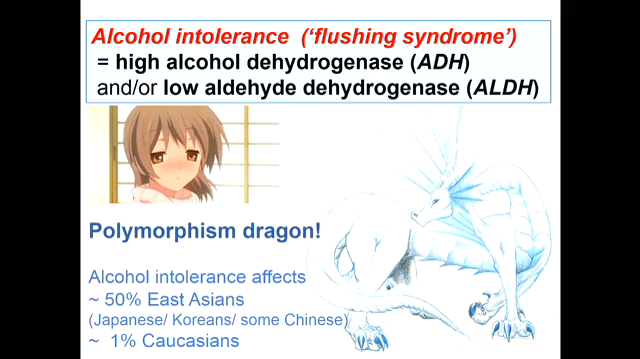The big problem in this is that there is a polymorphism present in the first place, which we could think of as being dragons, hidden dragons in our population which affect us and we don't know they're there. And it's ethnic specific, so up to 50% of East Asians, particularly Japanese and Koreans and some Chinese groups, have alcohol intolerance because they carry these polymorphisms. They're present in about half the population. It's rare in Caucasians, so it's only about 1 in 100. So amongst Caucasians, somebody who's alcohol intolerant is quite rare, but most people know somebody who can't drink at all.